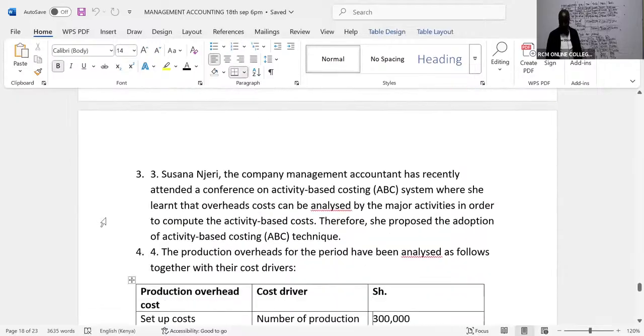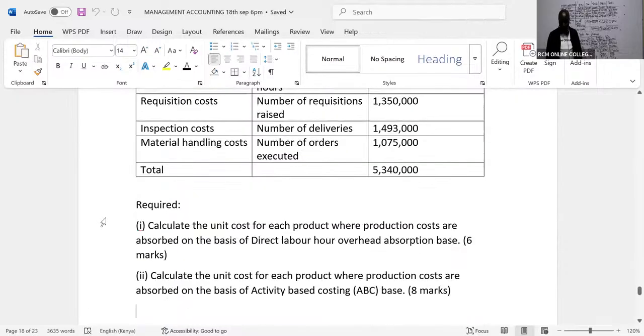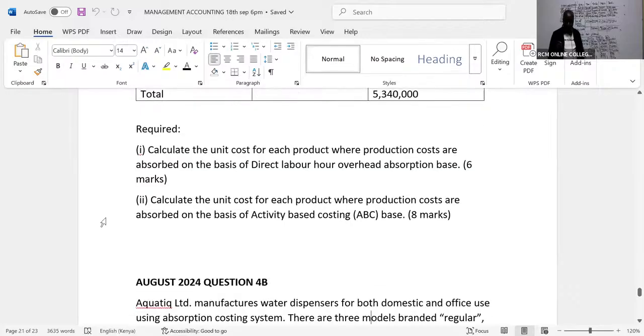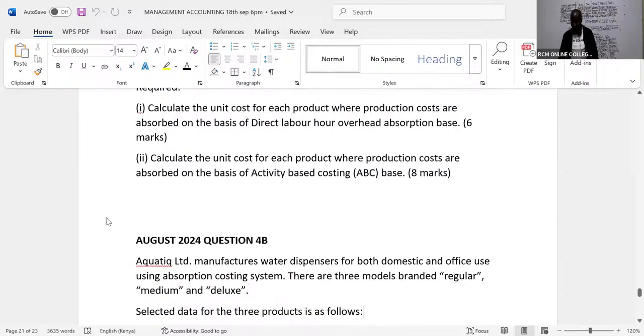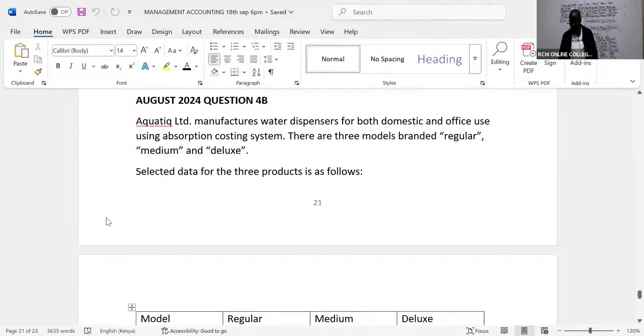The homework for you, my good students, is August 2024, question number 4B. Please write it down slowly so that tomorrow you will not come with excuses. No excuses. Tomorrow it's either you bring this solution or you bring a parent or a guardian. August 2024, question number 4. That is homework that must be done by everybody.